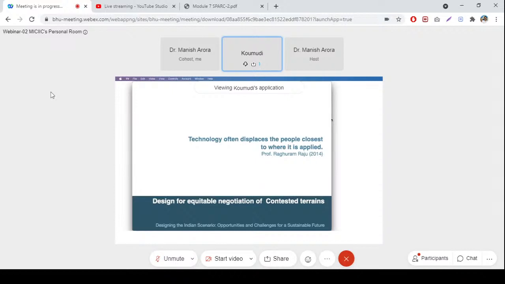Here, design problems are as much about conflict resolutions as they are about need fulfillment of a user segment.